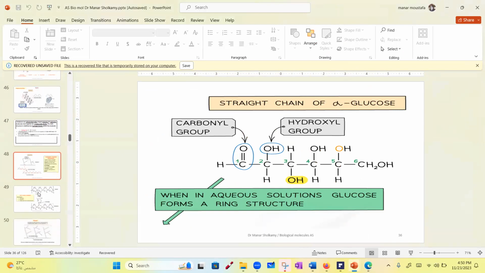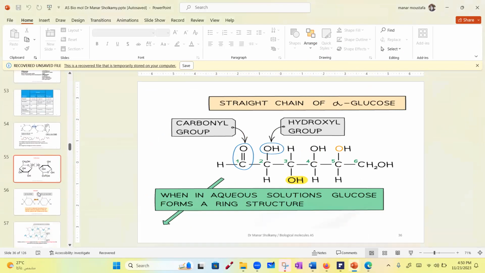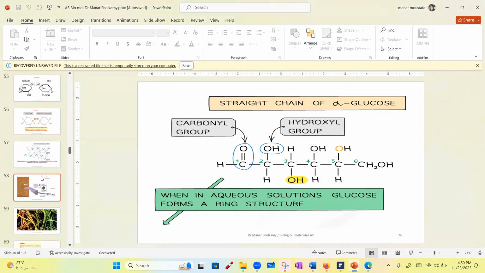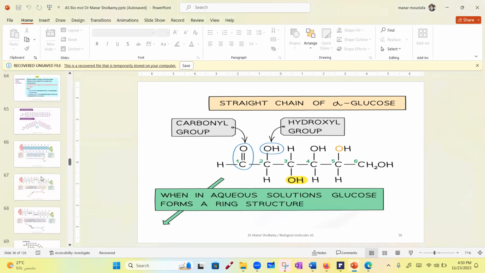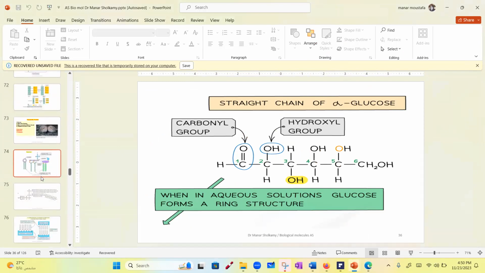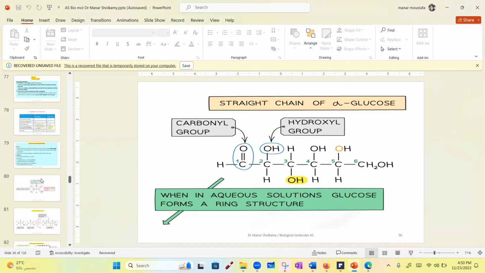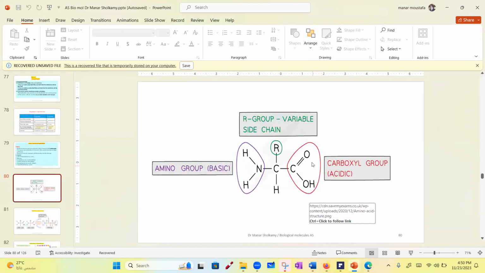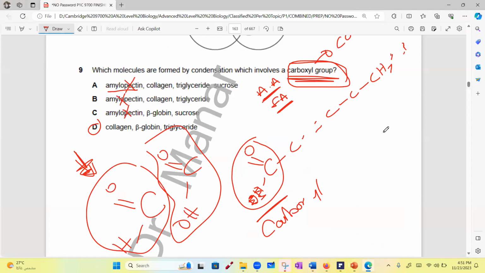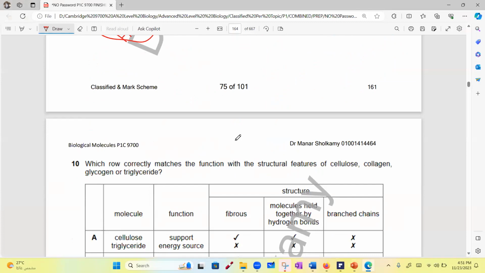Let me get you a picture of an amino acid. Where is the amino acid? This is an amino acid. This is a carboxyl group, double bond O and then OH. The carbonyl, just remove the H. Very small differences that can confuse anyone. That's why you have to be very focused on the exam. Okay? Any questions?